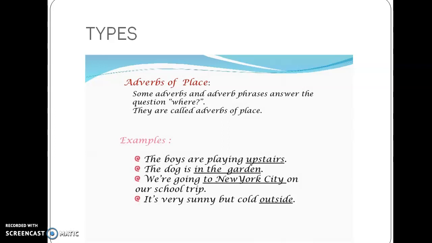We are going to New York City on our school trip. We are going to. So here to will act as an adverb of place. It's very sunny but cold outside. Where is it cold? Outside. So adverbs of place tell you where an action takes place or where something is happening. Mostly adverbs of place are also placed towards the end of a sentence.